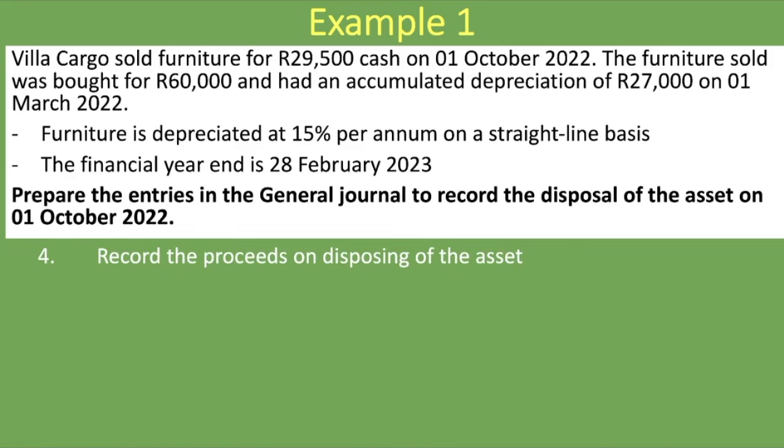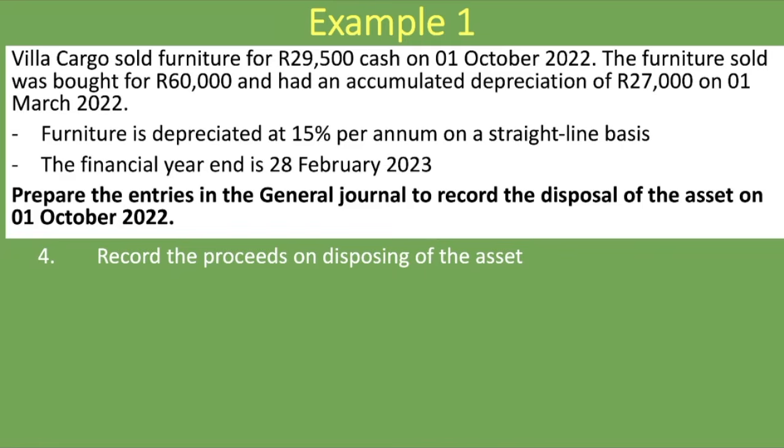Okay, so let's look at step number 4. Step 4 says record the proceeds on disposing of the asset. So that's what we are doing. Very easy to do this one as well. We're just seeing how much we received for this particular asset, and that's what we're recording. Usually, if you received cash, like I mentioned, you debit bank. Otherwise, you know that asset disposal will be credited for step 4 regardless of what the proceeds were or how you received the proceeds, as I explained earlier on.